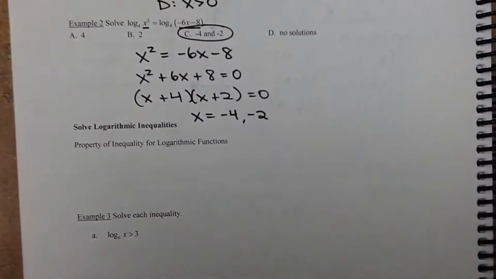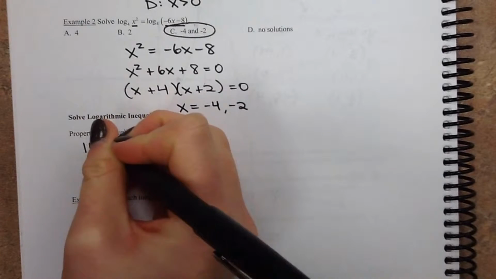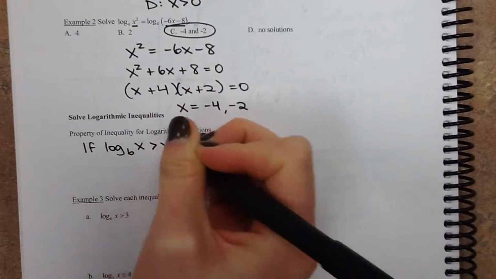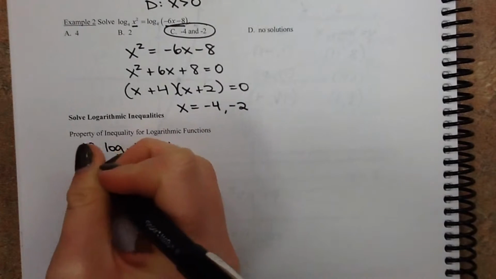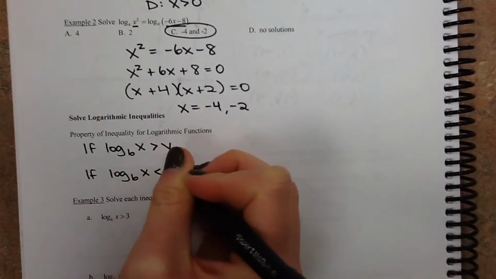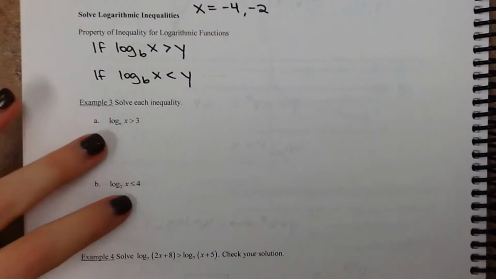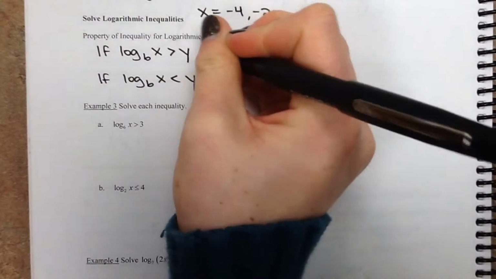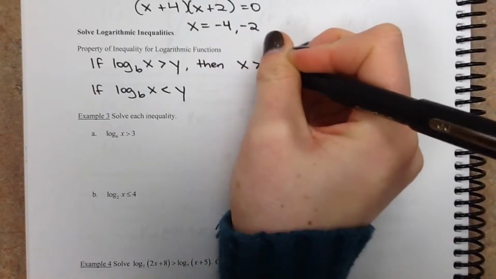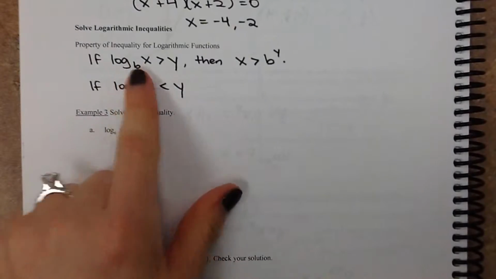All right, so we can say that if log base b of x is greater than y, so you could start out like that, or if log base b of x is less than y. So we're going to have two different scenarios that we could start off with, and we're going to have one of each right here. So this means then x is greater than b to the y. So we're kind of translating back and forth between log form and exponential form.